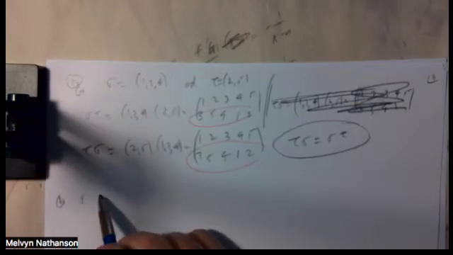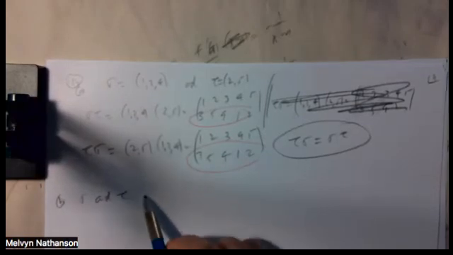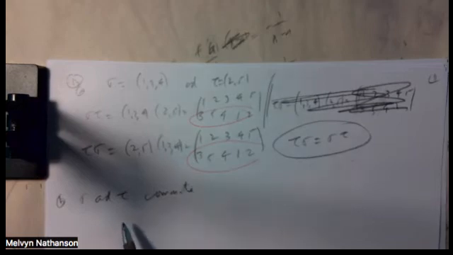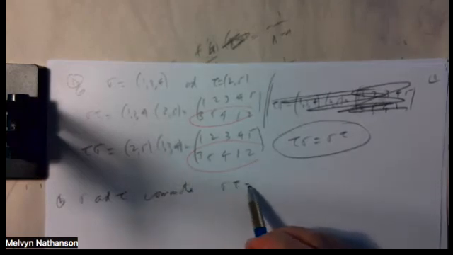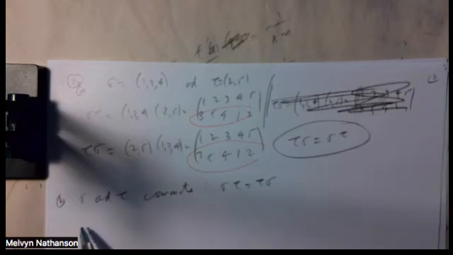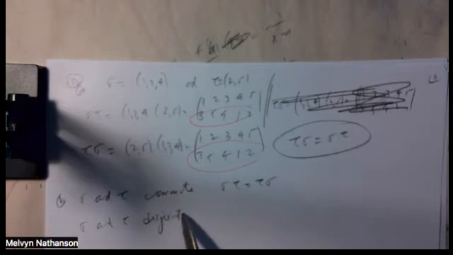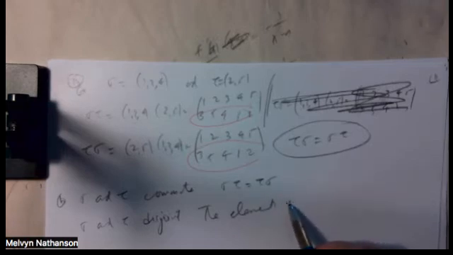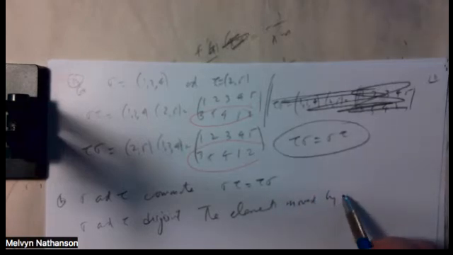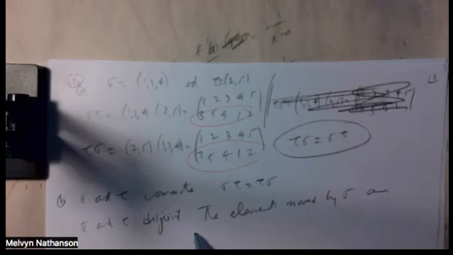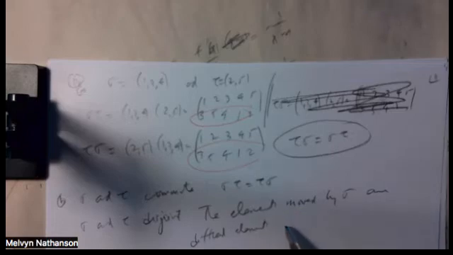So sigma and tau commute. That's what we just showed. Sigma tau equals tau sigma. Sigma and tau are also disjoint. That means the elements moved by sigma are different from the elements moved by tau.